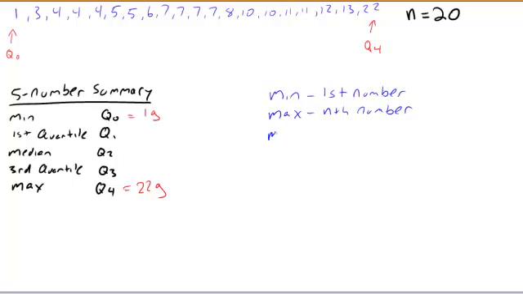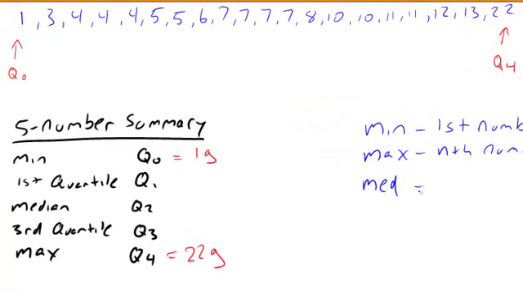The next easiest one to do is my median. It's my middle number. You would think that we could just take 20 divided by 2 and get 10. So 1, 2, 3, 4, 5, 6, 7, 8, 9, 10 would be right here, but it's not. Because I have 10 numbers on this side, I have 10 numbers on that side. So my middle number really is right in the middle. There's my Q2. It's right between those two numbers.